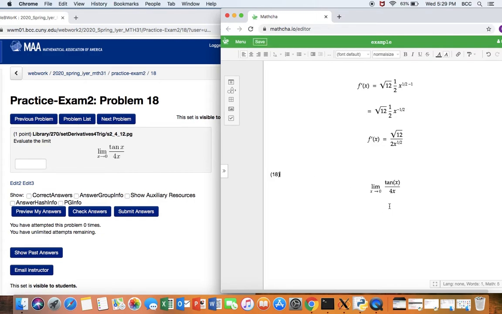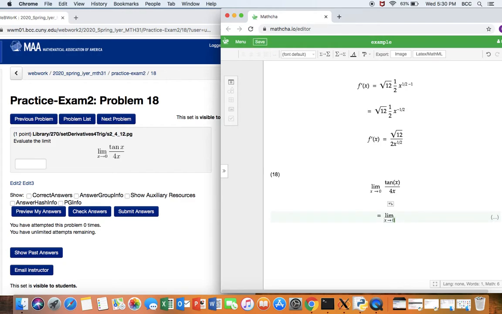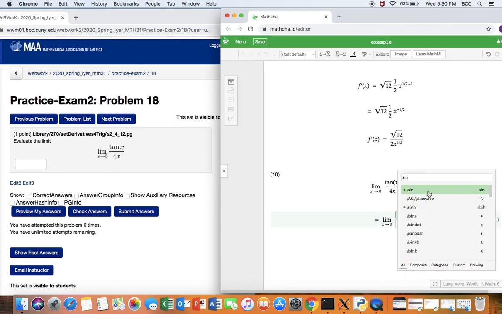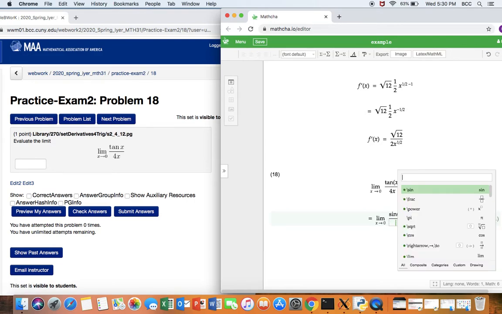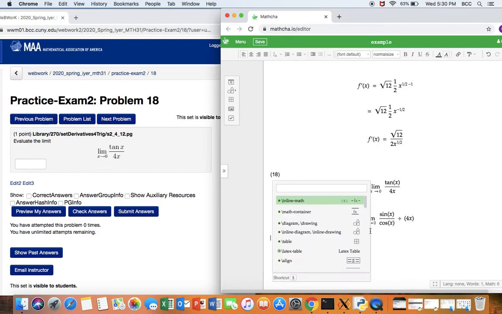You want to find this limit, so let's try a few things. This is equal to the limit as x approaches 0. Okay, let's see. How do I handle tan x? What is tan x? Tan x is sin x over cosine x, and I'm dividing by 4x. All right, so what is that quantity?